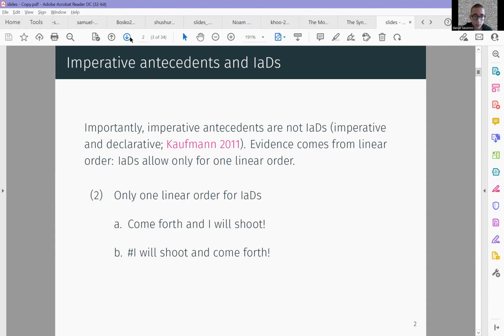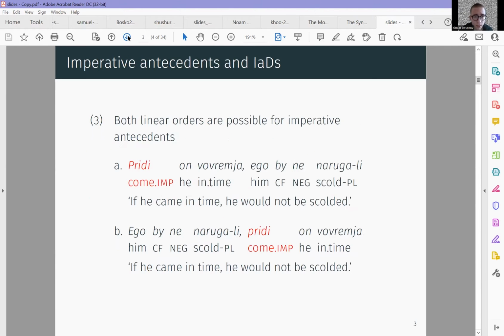While linear order matters for imperative and declaratives, it does not matter for antecedent imperatives in Russian. You can see it in 3a and 3b. Приди он вовремя, его бы не наругали. If he came in time, he would not be scolded. And this can be transformed to его бы не наругали, приди он вовремя. He would not be scolded if he came in time, and this means the same thing. And this shows that for this construction, linear order does not play a significant role, and that's why this counterfactual antecedent imperative cannot be reduced to imperative and declaratives.